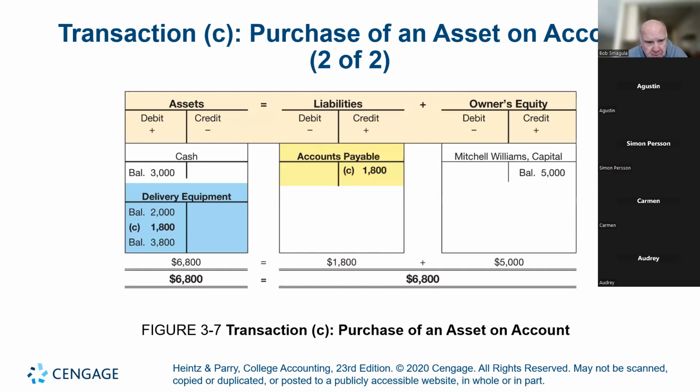And here we go. We brought in another asset. Our assets are now up to $6,800. They were $5,000, right? What changed here? Accounts payable went up $1,800. Capital remains the same, and we're in balance.